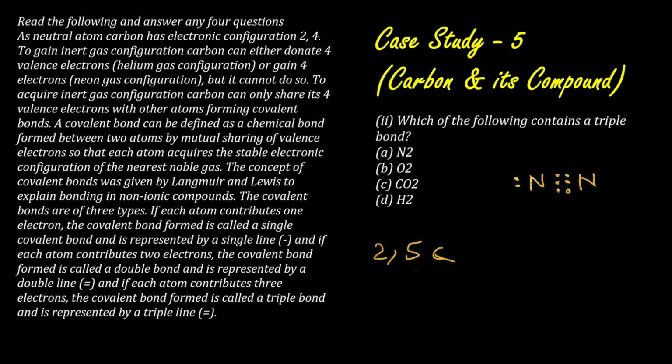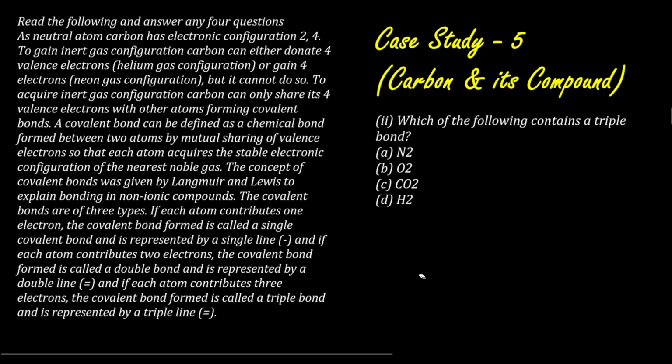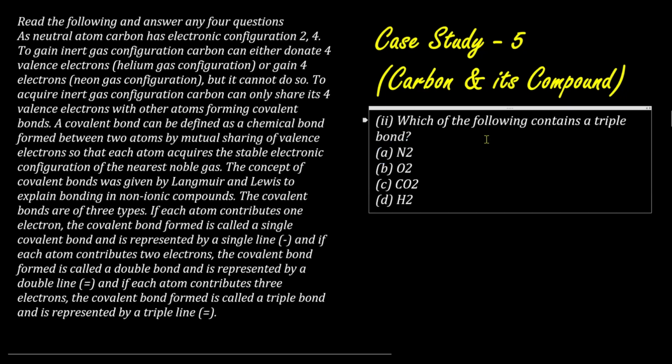You can see from this that this nitrogen now has 8 electrons, and so does the other nitrogen. What is important here is that there are 3 pairs of electrons, so there will be a triple covalent bond in the nitrogen molecule. Since there is only one correct option, we will not be looking at the other parts. A is the correct answer in this case.